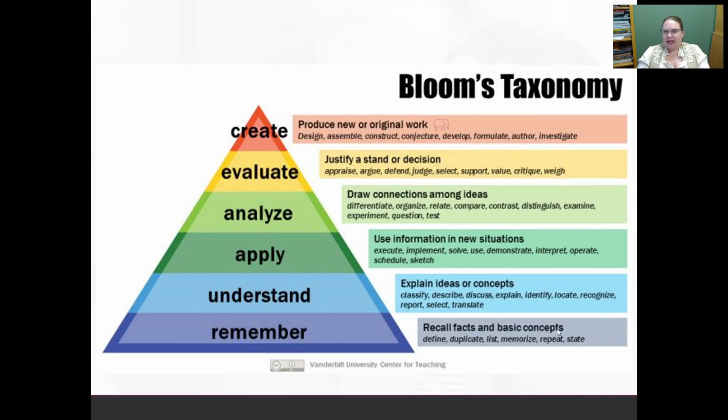On the next hand, we have understand. Understand is going to be where we explain ideas and concepts. This is where we're going to classify, describe, discuss, explain, identify. So not just underline something, but identifying a passage where you have to go in, etc.